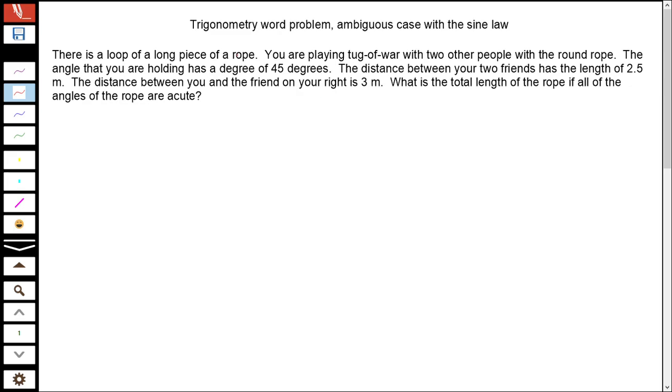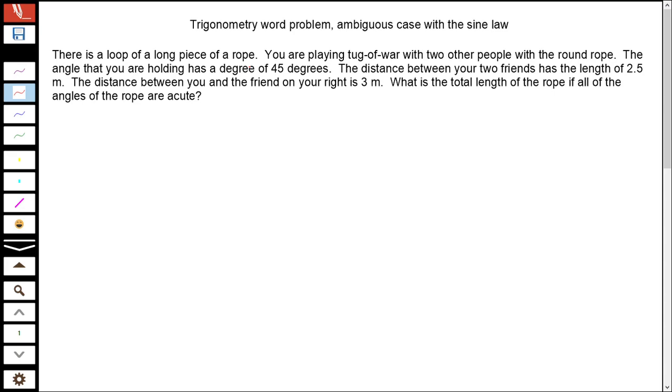We have a trigonometry word problem. This question in particular is going to be an ambiguous case when we apply the sine law. So you have a loop of a long piece of rope, and let's say you're playing tug of war with two other people with the round rope.